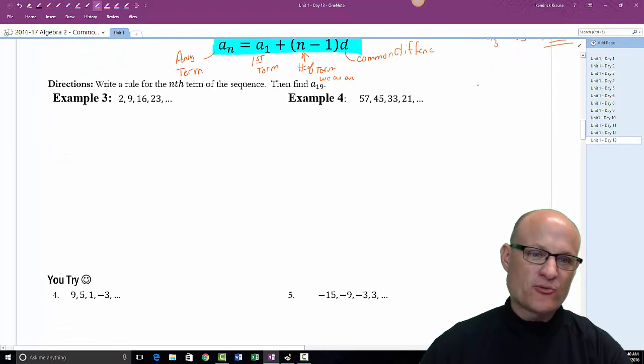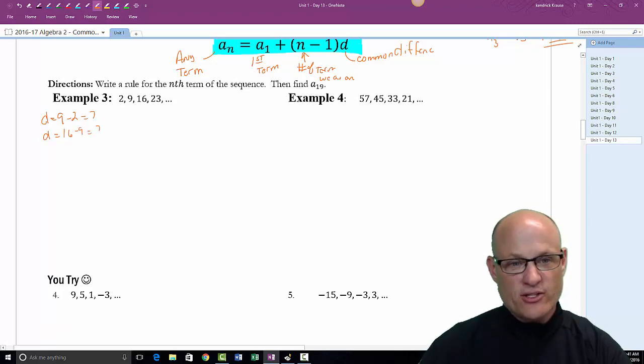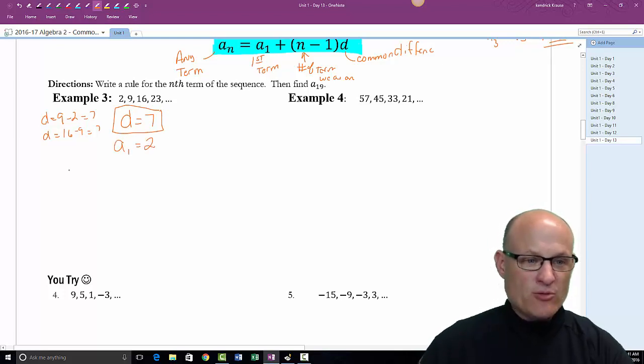All right. So first thing we're going to do is see if we got a common difference. So D equals 9 minus 2. That's 7. D equals 16 minus 9. That's 7. And you could just check they're all going to be 7. So I know that D is equal to 7. I also need my first term. Well, a sub 1 is equal to 2.